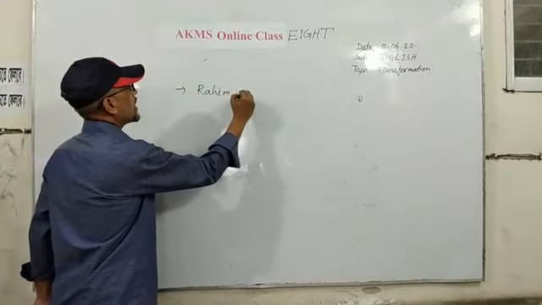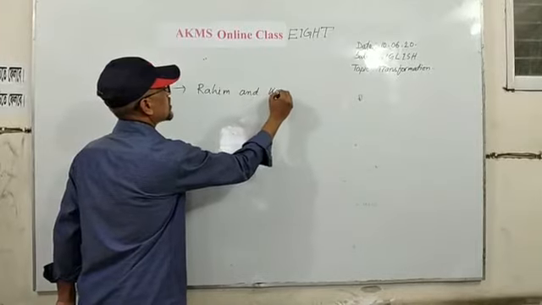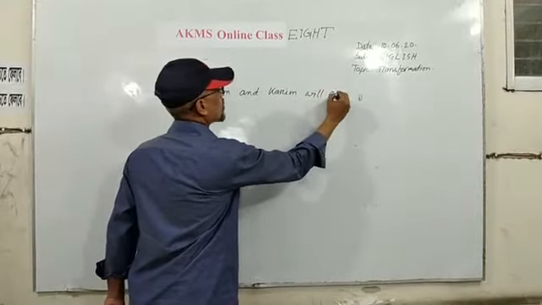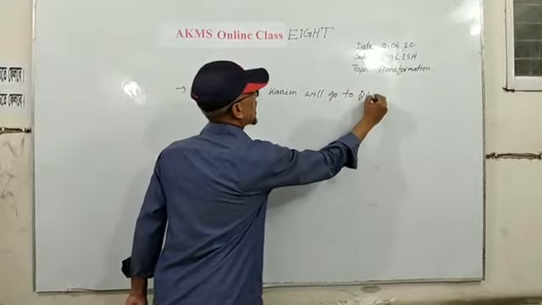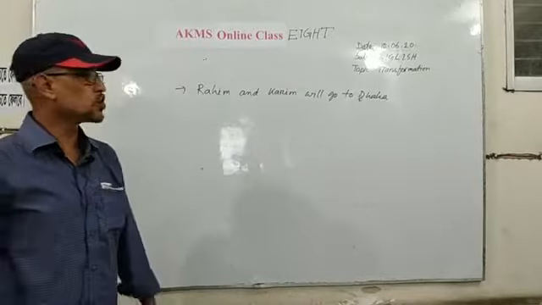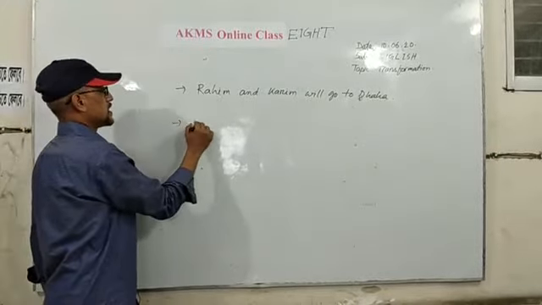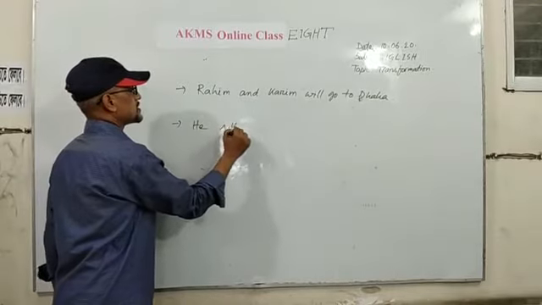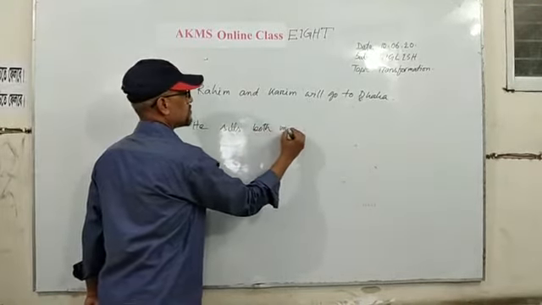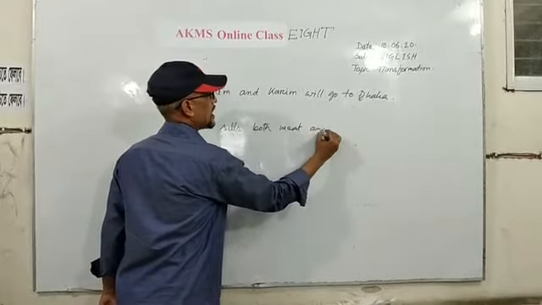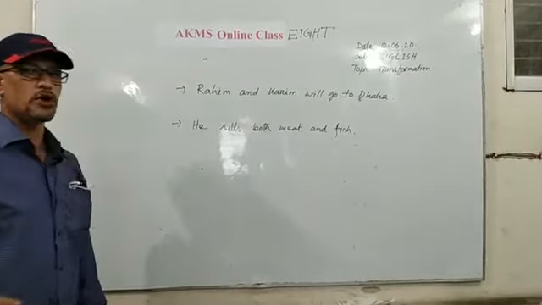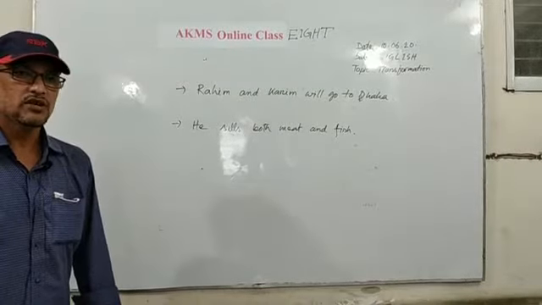Rohim and Korim will go to Dhaka. He sells both meat and fish.